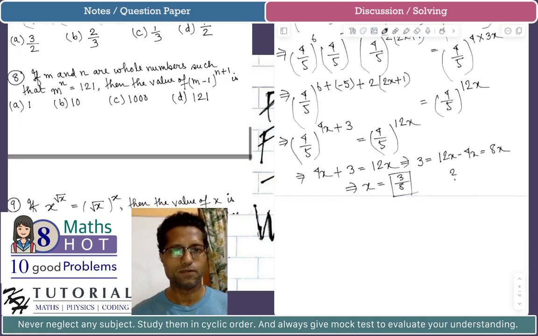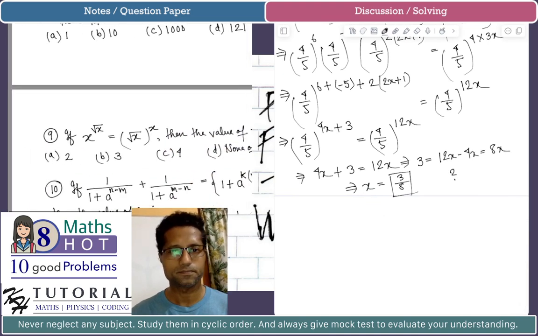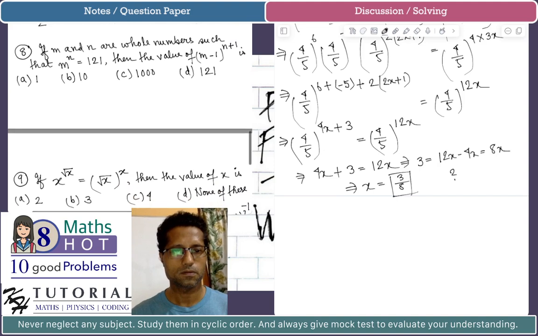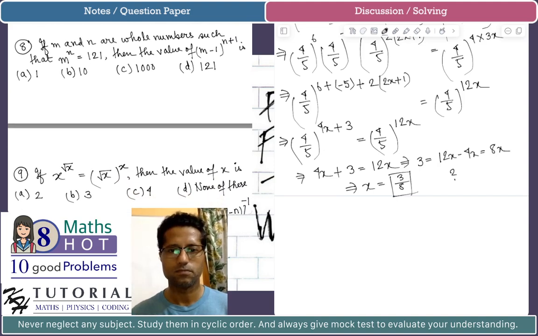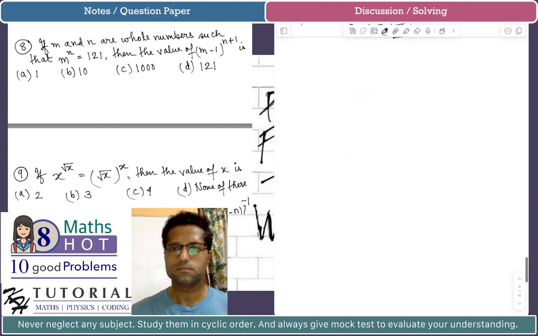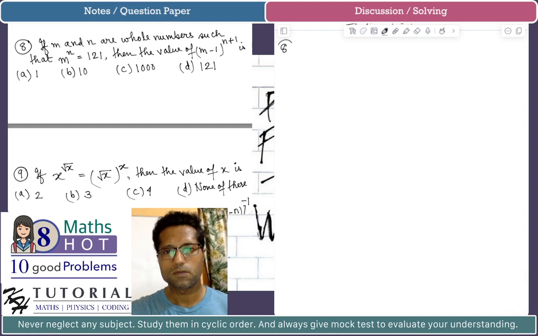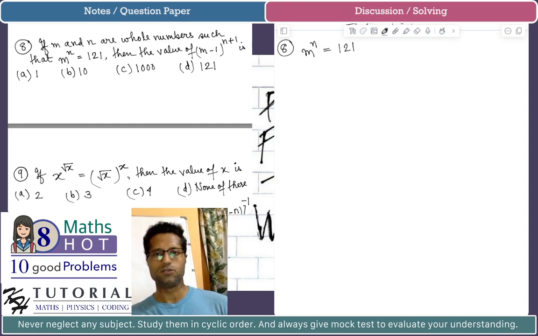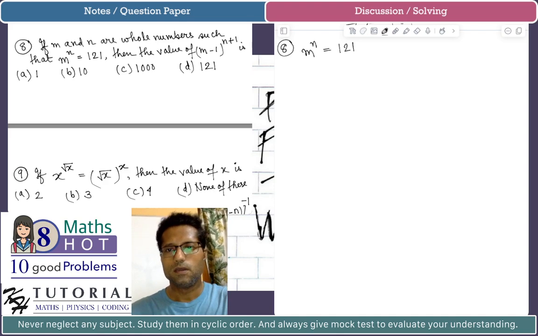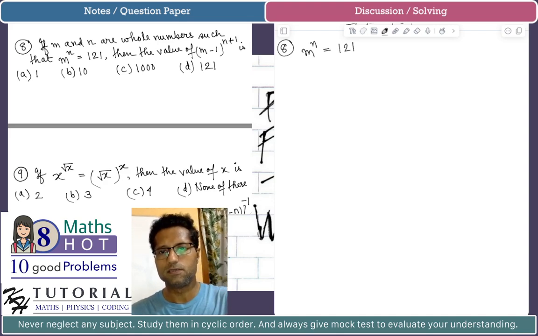Let's proceed with the next question, that is question number 8. Let's do question number 8. Question number 8 says if m and n are whole numbers, that is they are positive integers, such that it is given m to the power n is equal to 121, then the value of (m minus 1) raised to the power n plus 1.